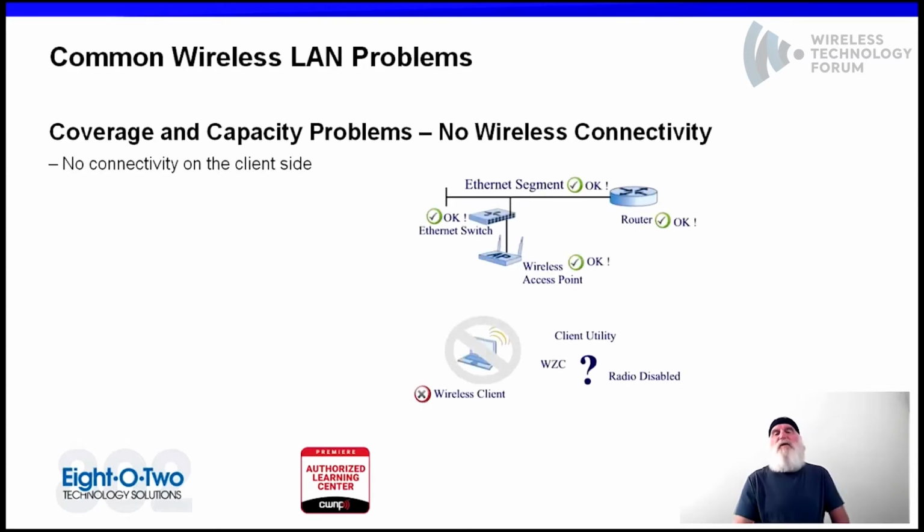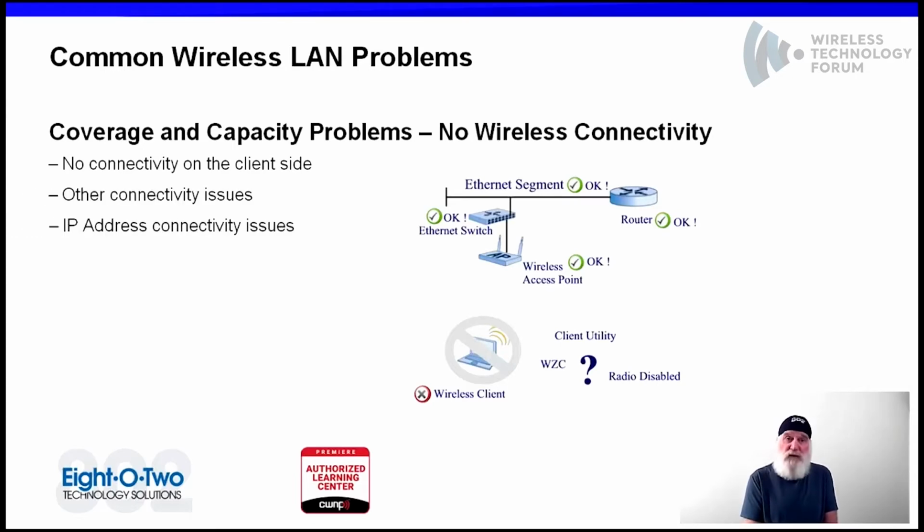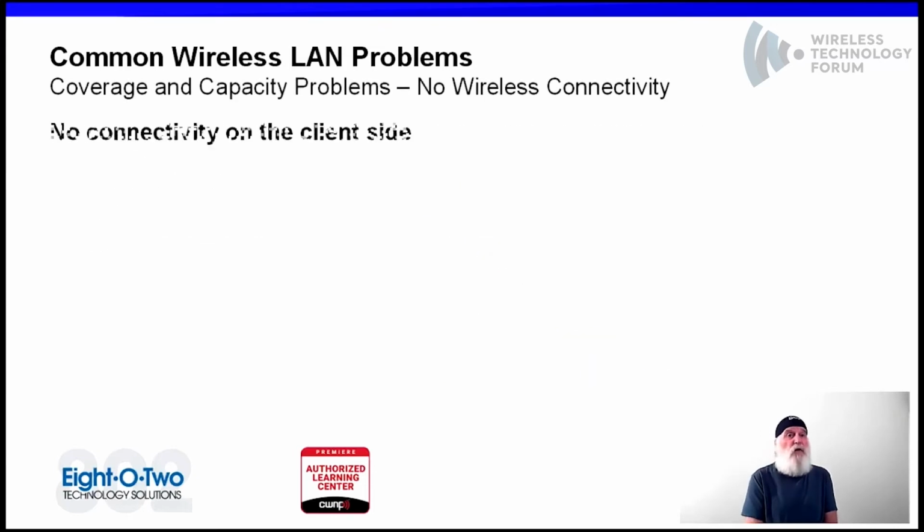And I'm going to just kind of summarize all of these under coverage and capacity problems. I mean, that's how I'm going to summarize them. And this particular example is no wireless connectivity. Again, think about all the potential moving parts that are involved with this technology and how that can relate to some of the problems. No connectivity on the client side. Other connectivity issues, or maybe IP address connectivity issues. These are all potential problems that you may see, as well as potentially security settings is another one. So no connectivity on the client side.